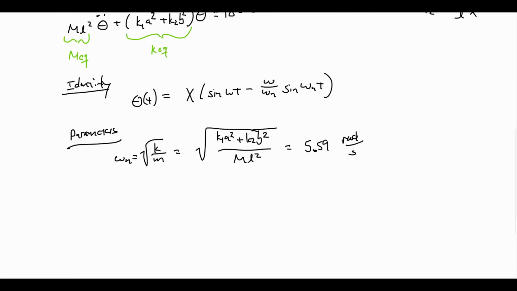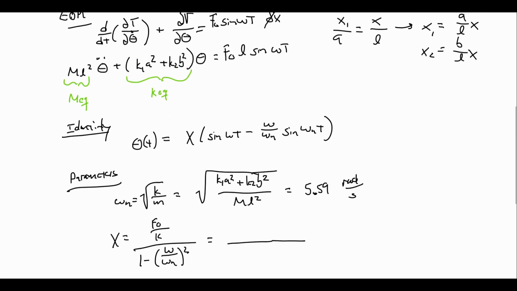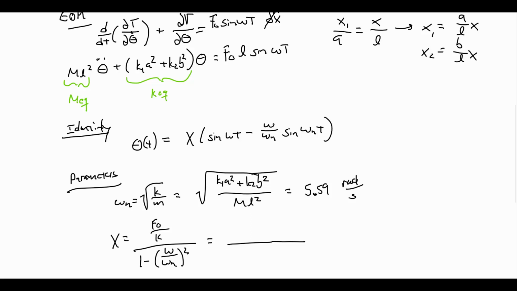Our calculation of x will change slightly, however. We still are going to use this generic f naught over k over 1 minus omega over omega n squared. But when we go to put in the f naught, it's always defined as the coefficient in front of the sine or the cosine. So actually this is going to be our f naught. I'll do it algebraically for right now, it's actually f naught times L over k1 a squared plus k2 b squared over 1 minus omega over omega n squared.